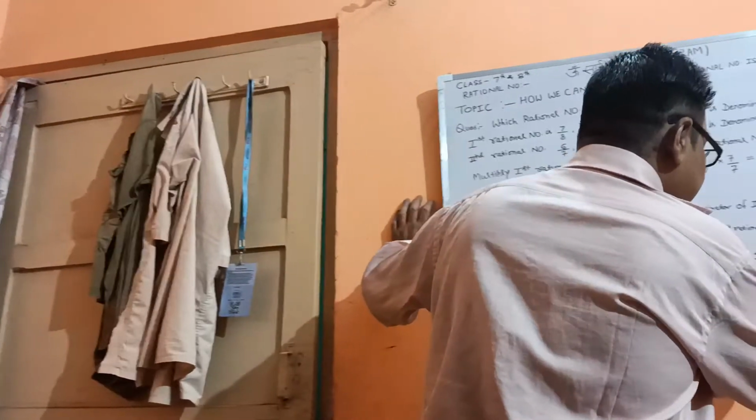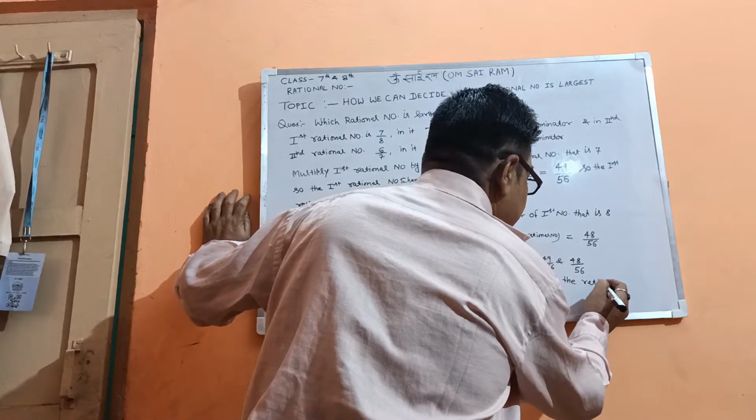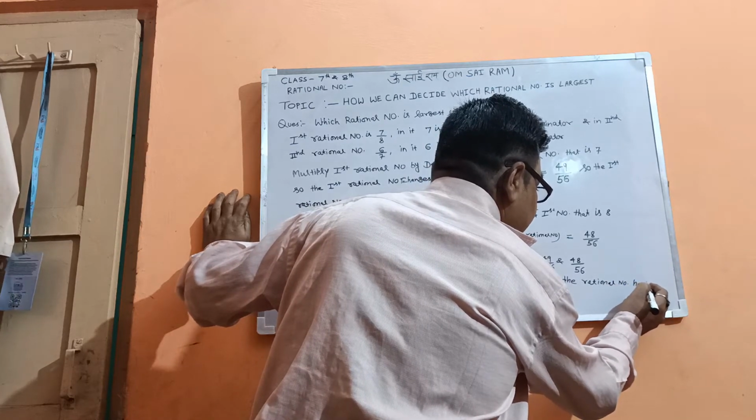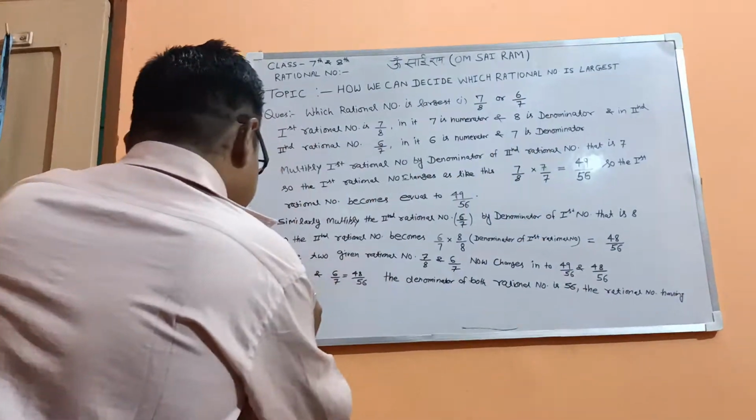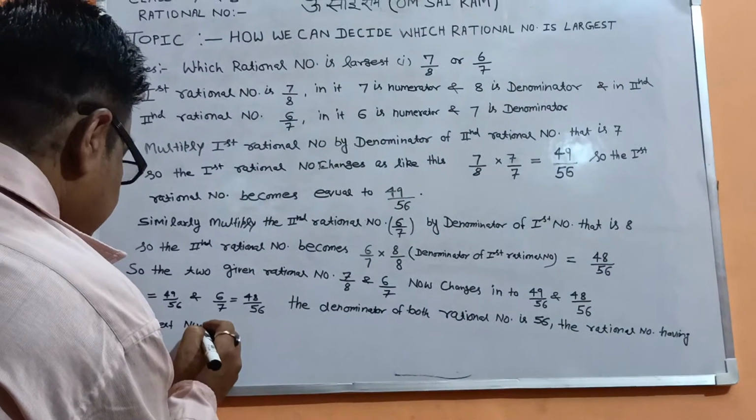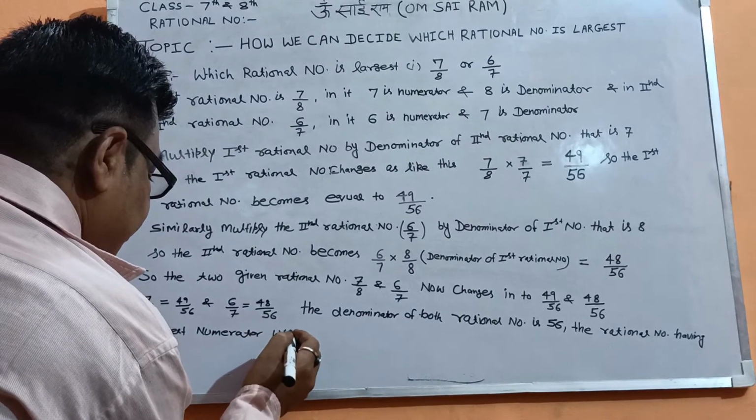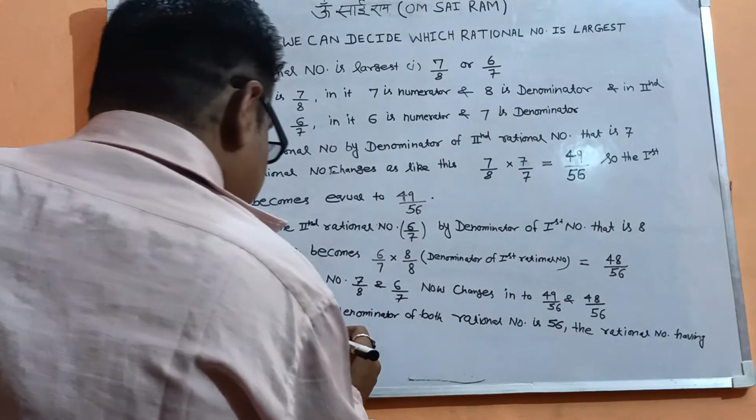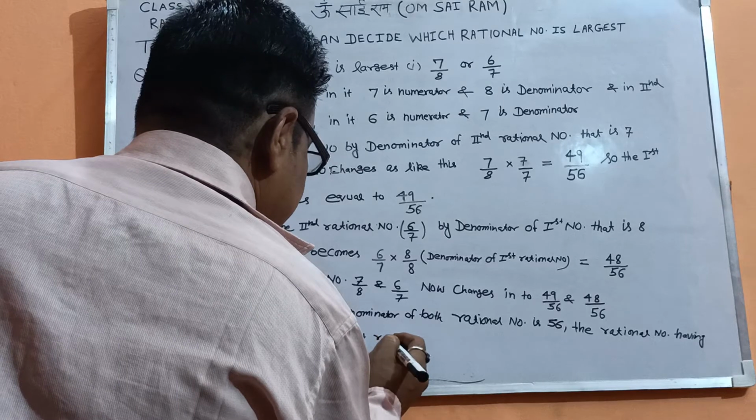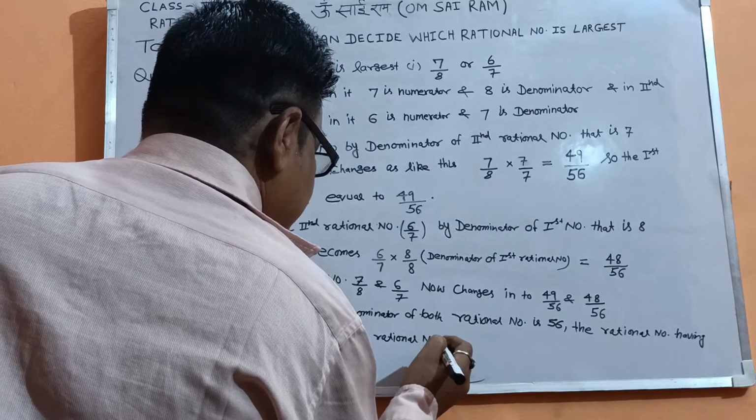The rational number having the largest numerator will be the largest rational number.